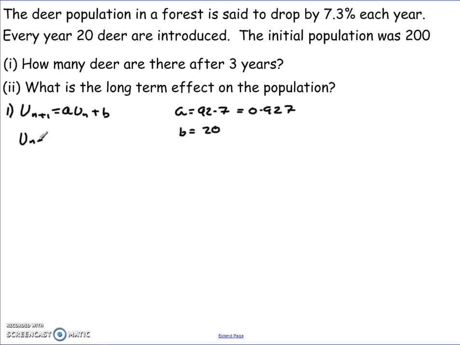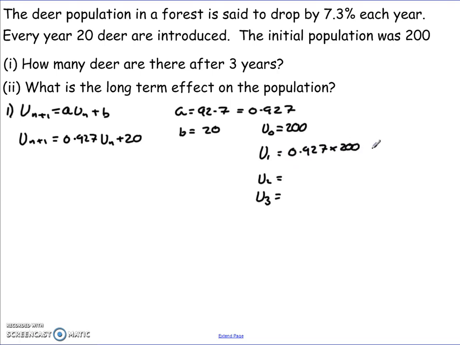So we know that u_n+1 equals 0.927 u_n plus 20. I know my initial one is 200, so I know u_0 equals 200. And it's from there I can then use this to calculate it. So I know that I want after 3 years, so I want to calculate u_1, u_2, and u_3. That'll tell me the population after 3 years. So for u_1, it's 0.927 times 200 plus 20 at the end. If I do that, I get 205.4.